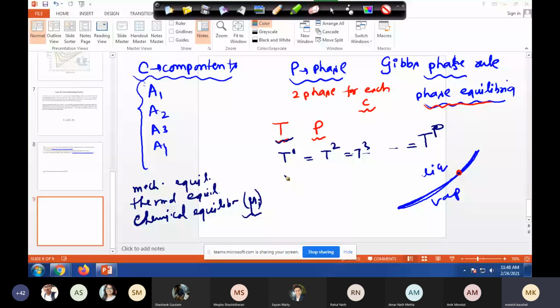P1 is equal to P3 up to PP. Okay, great. We have chemical equilibrium also. How will we write it? Can anyone say?